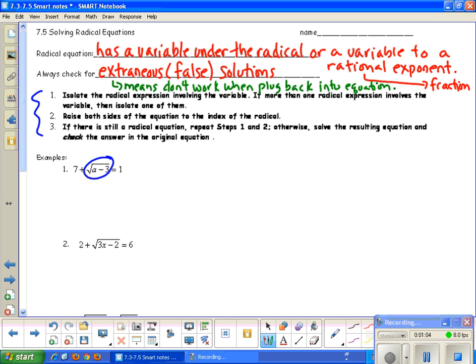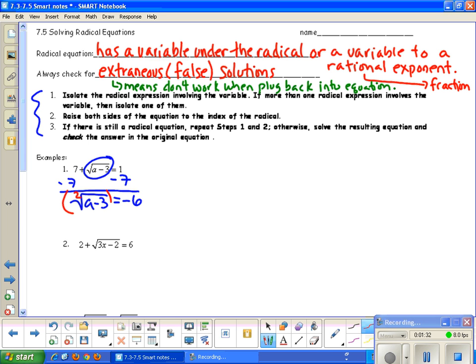In order to do that, I have 7 that is added, so I need to subtract 7 from the other side. When I do, I get the square root of a minus 3 is equal to negative 6. Now after I isolate it, I'm going to raise both sides of the equation to the index of whatever the radical is. Notice that the index, when it's not written, is 2. You can write it in if you want to.